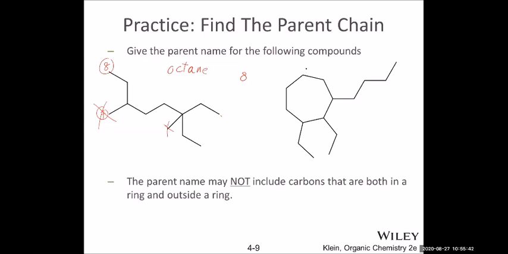In this case, the ring has 7 carbons, and the longest chain that is outside the ring has only 4. So in this case, we should pick the one that has more atoms, the ring, as the parent. So this is more atoms. The parent will be the cyclohexane. Okay, cyclohexane.